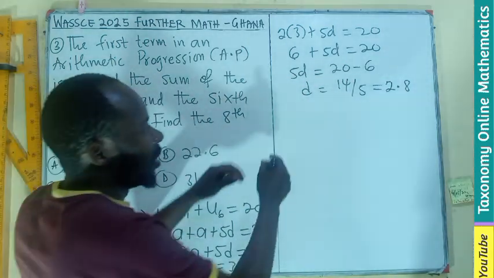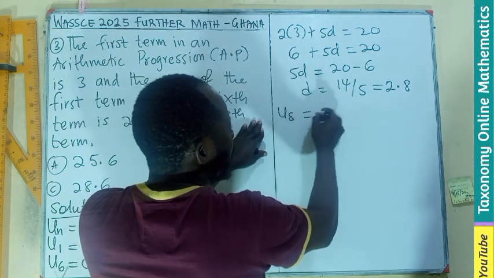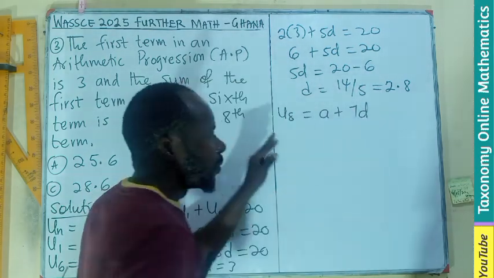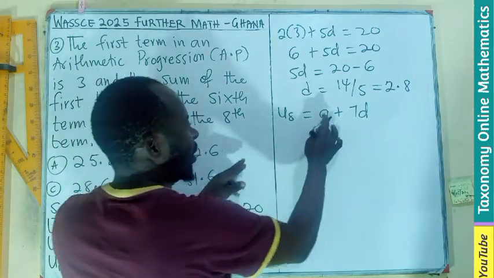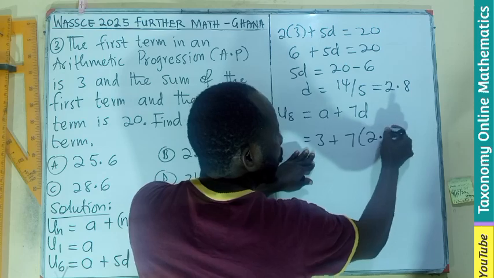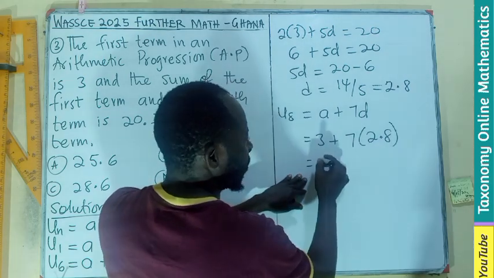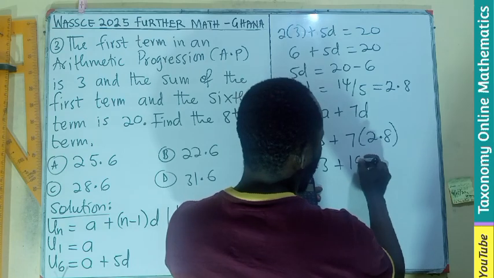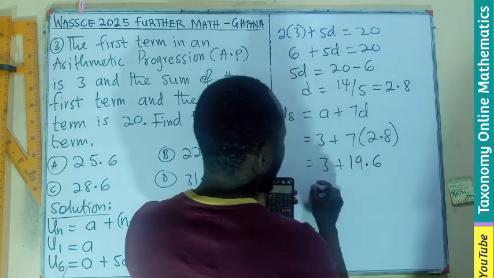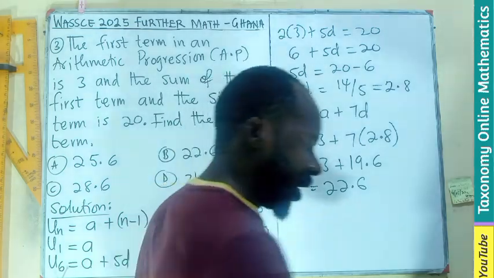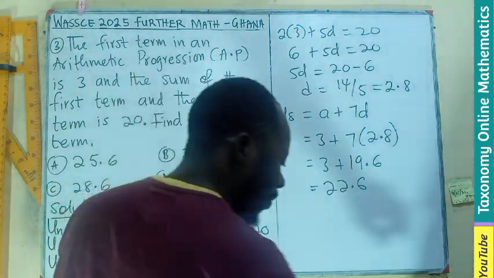So common difference is known. First term is known. The eighth term will be a plus 8 minus 1, 7d. By substitution, this is going to be 3 plus 7 times 2.8. If you multiply that, you should be getting 19.6. Adding that together, 22.6 should be the term we are looking for.